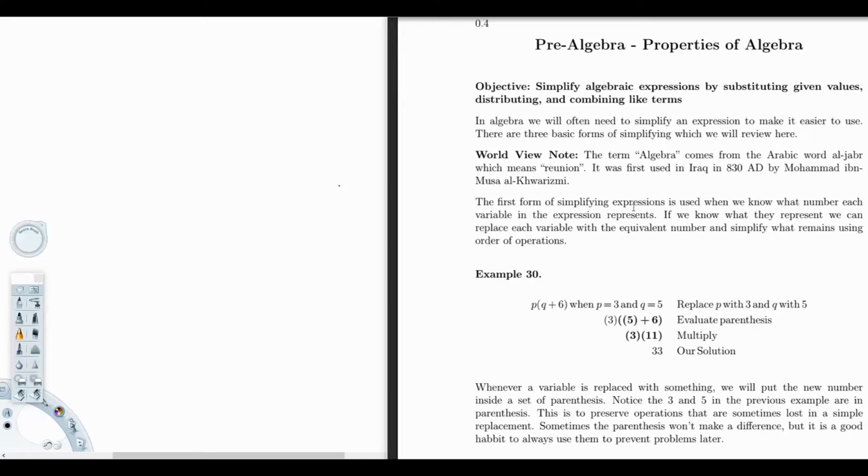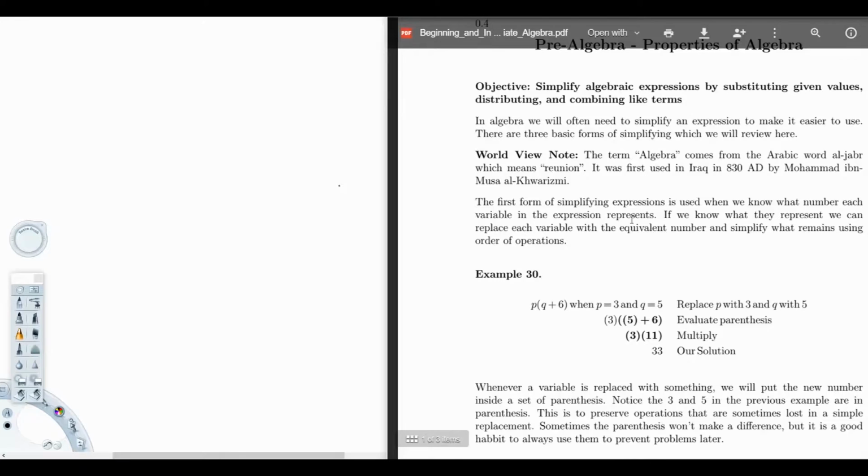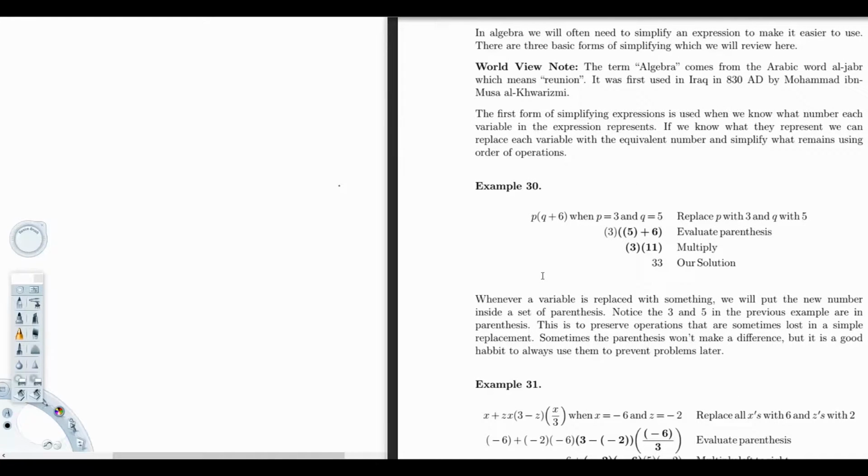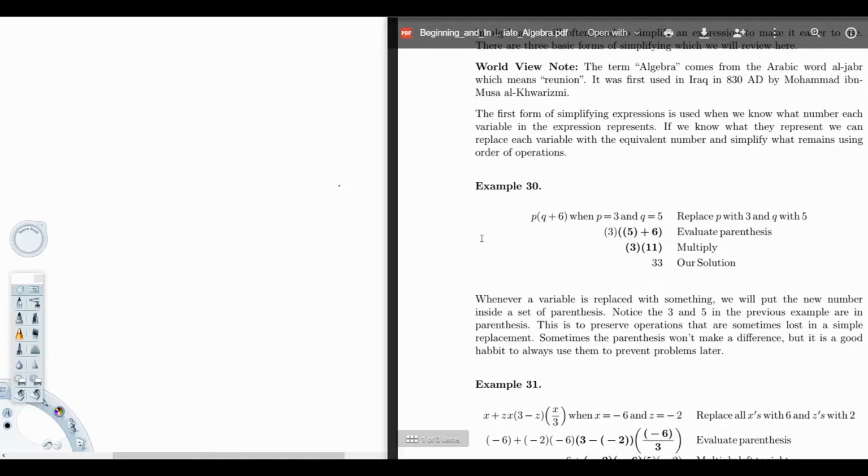The first form of simplifying expressions is used when we know what number each variable in the expression represents. If we know what they represent, we can replace each variable with the equivalent number and simplify what remains using order of operations. So what does all that mean? Well, they want us to replace letters with numbers and complete the equation. That's what it really means. So when they say replace P with 3 and Q with 5 in example 30, let's do it.